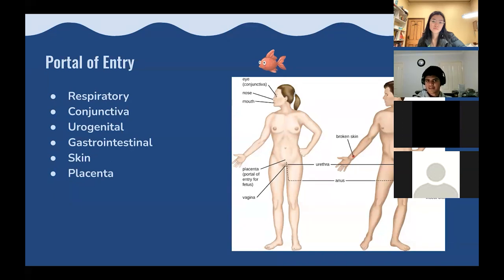If you inhale an airborne pathogen, it's going to be in your respiratory system. Sometimes you might get a pathogen on your hands and then you rub your eyes. Then it can go through your conjunctiva, which is part of your eyes. So for all of these, our goal is to try and protect them and make sure that we don't have infection.